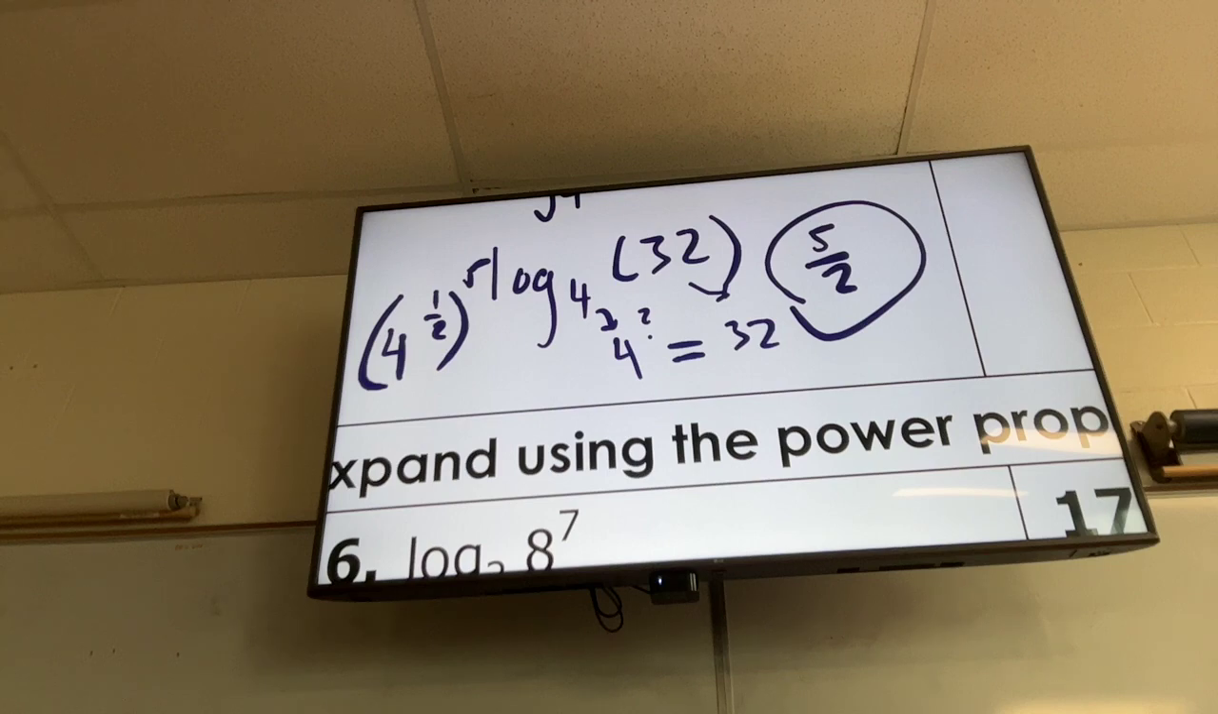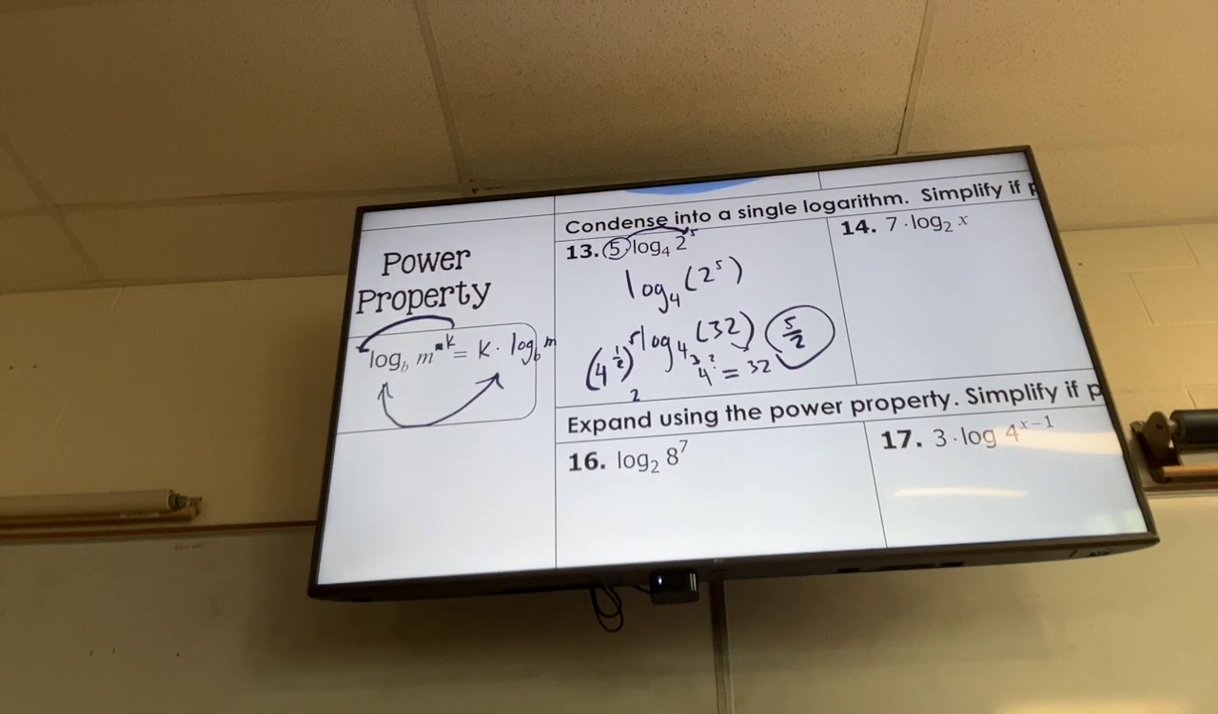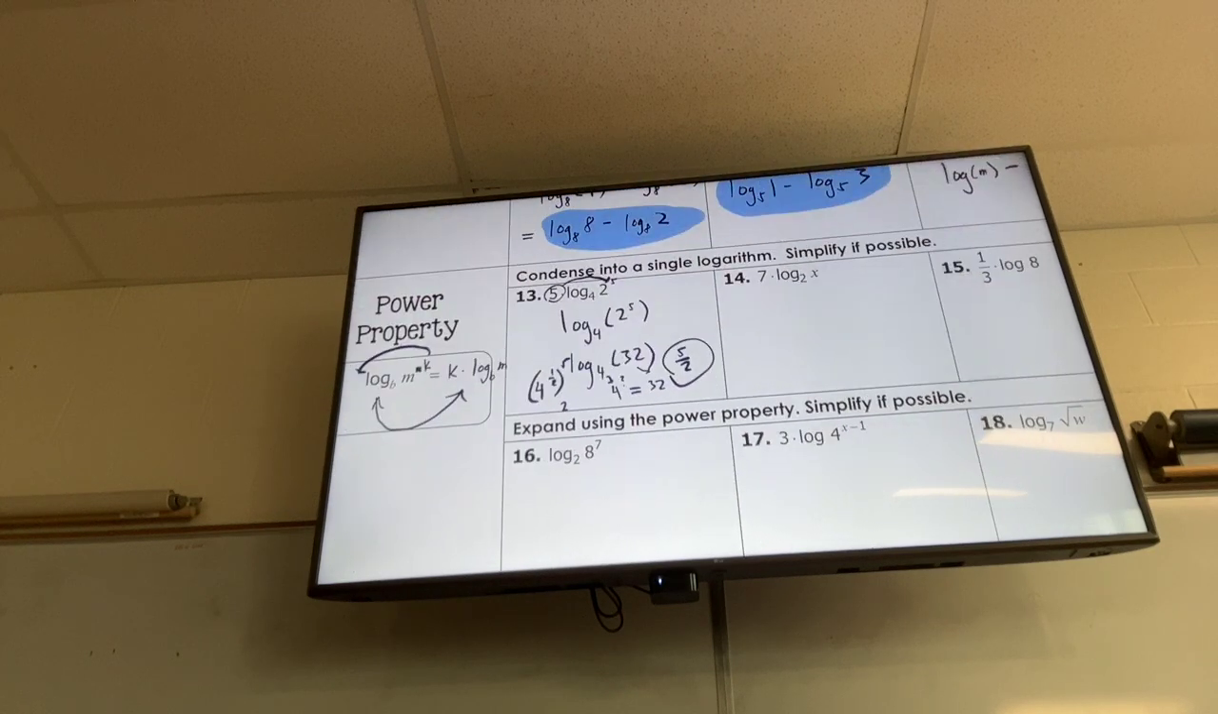Wait, how did you get 5 over 2? How did you get 5 over 2? So if you take 4, you raise it to the 1/2 power, you get 2, right? If you take that 2 in here, you raise it to the 5, you get 32. Okay. And then multiply these two exponents.